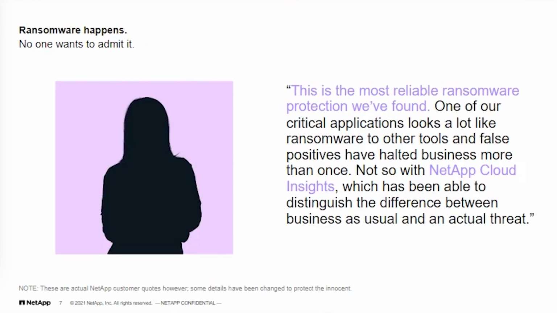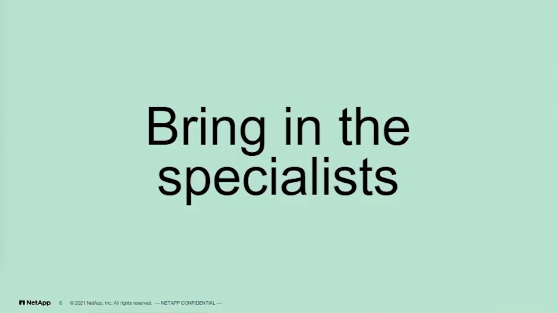Now, I'm going to share a few quotes from customers, and the reality is that ransomware is hitting everybody, but no one wants to admit it. At least very few people want to admit it. So these quotes have been modified a little bit in terms of details to protect the customer, but these are quotes from our customers. One of the capabilities that we have is a product called Cloud Insights, which I'll talk about in a little more detail later. This particular customer found that it was the most reliable ransomware protection they found because it was able to distinguish between business as usual activity and an actual threat. And we'll talk a little bit more about what we mean by that later.